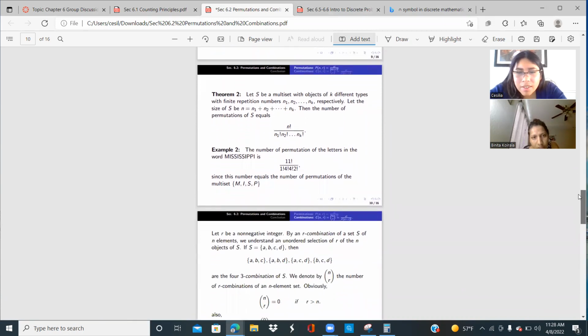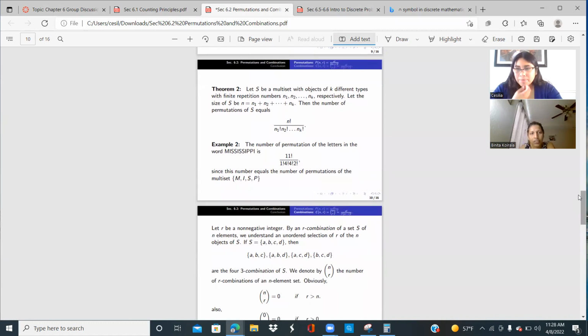Okay, and the last slide right here, I think. In theorem 2, let S be the multiset with objects of k different types with finite repetition numbers n1, n2, ..., nk respectively. Let the size of S be n equals n1 plus n2 plus ... plus nk. Then the number of permutations of S equals n! over n1! n2! ... nk!.